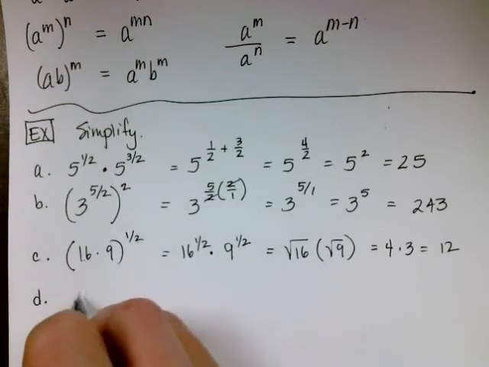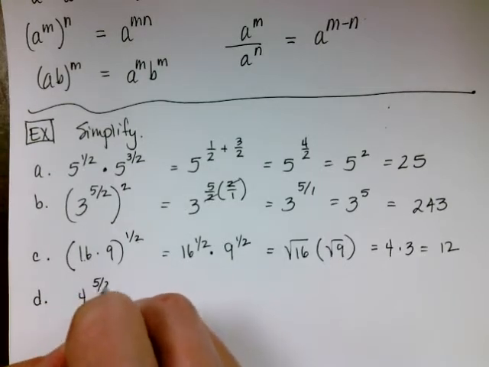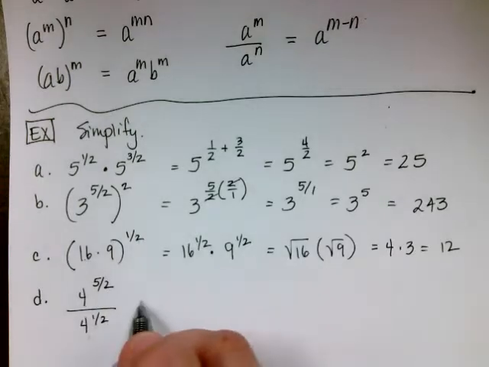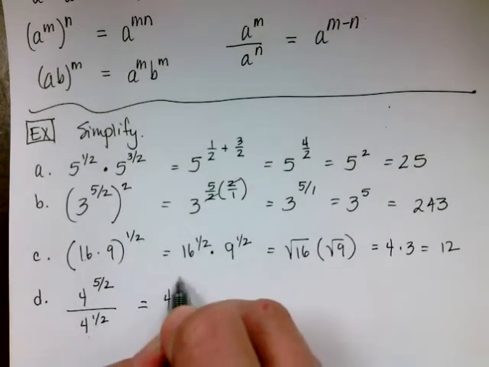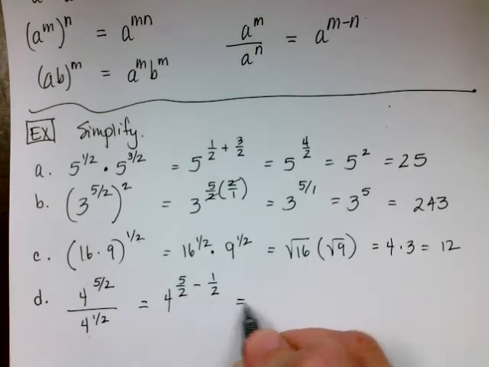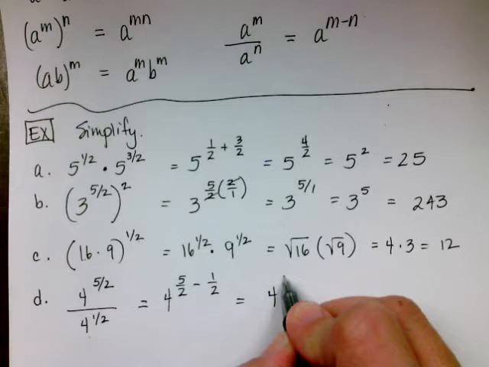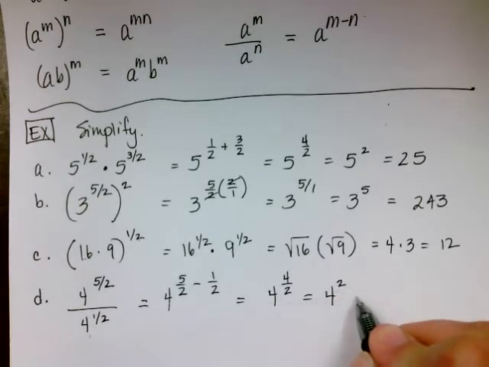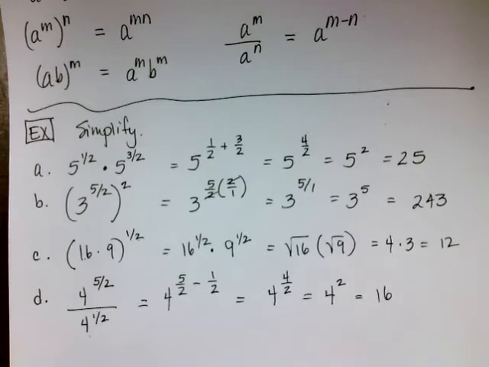Now for D, I'm going to have 4 to the 5/2 divided by 4 to the 1/2. Remember, if the bases are the same and I have division, that means I subtract, so this is going to be 4 to the 5/2 minus the 1/2. So this is 4 to the 4/2, which is 4 to the second, which is 16.